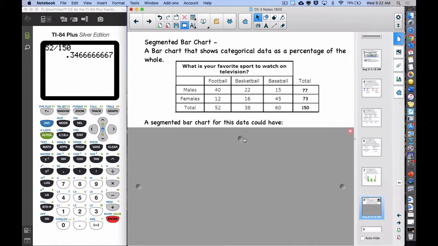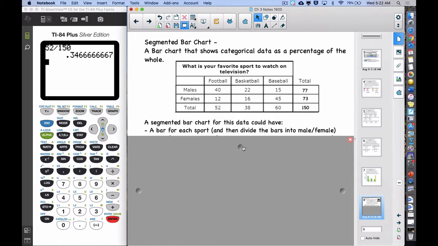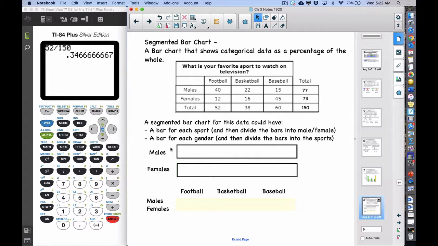So, kind of like that side-by-side bar graph, a segmented bar chart could be done in two different ways. You could have a bar for each sport. So I would have a football bar, a basketball bar, a baseball bar. And then you would divide that bar up based on what percentage was male and what percentage was female for each sport. You also could have a bar for each gender. So I have one bar that represents all the males, one bar that represents all the females, and then divide the bar by sport. And that's what we're going to do in the little example here.